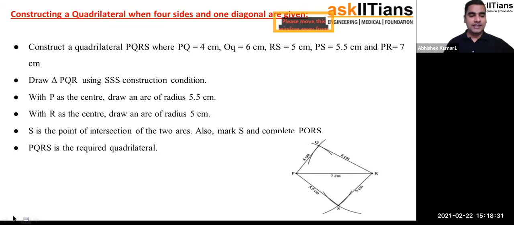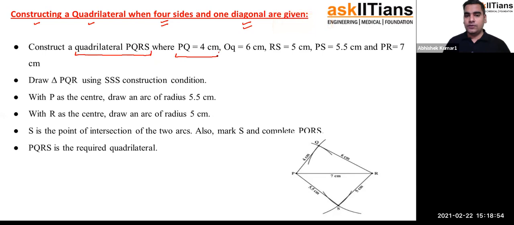What does the second case say? The second case says you have to construct a quadrilateral when you are provided four sides of the quadrilateral and one diagonal of the quadrilateral. So here again, we are taking one problem to understand this. So let's say you have to construct a quadrilateral PQRS, okay, where PQ is equal to 4 centimeter.